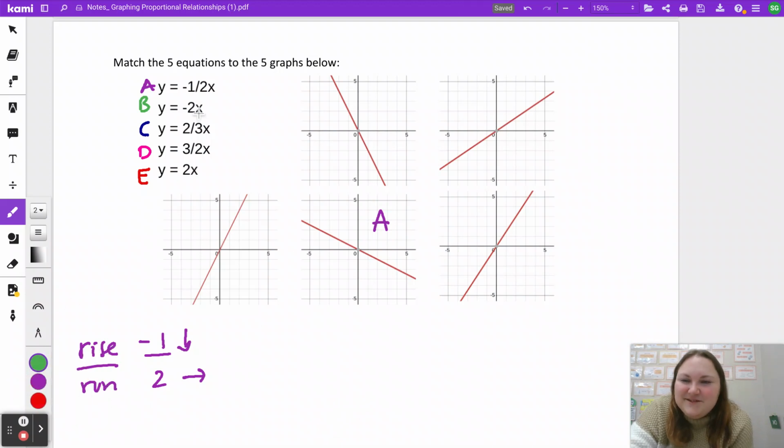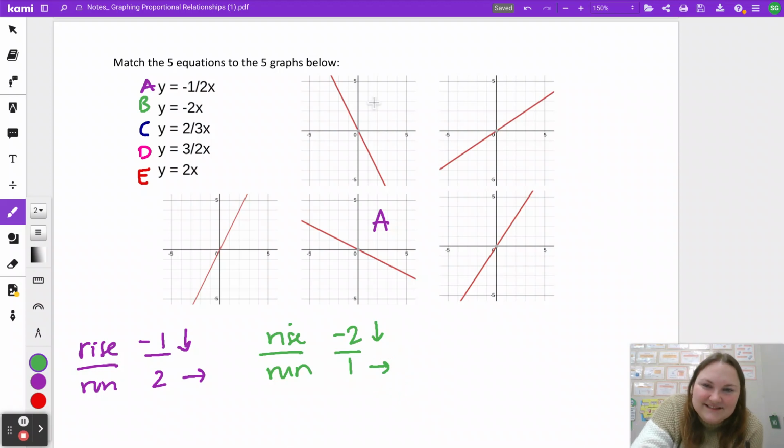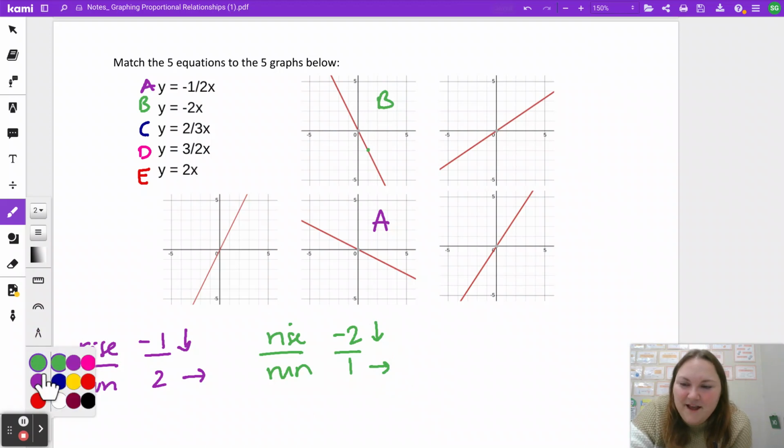For the second equation, my slope is -2. It's negative, so again, it's going down. That might be enough information for you to know which one it is. But if not, again, you can use rise over run. So for equation B, your slope is -2. That's not a fraction, so to make it a fraction, I'm putting it over 1. And now I know my line should be going down 2 boxes over 1. Which graph is doing that? That's this graph right here, down 2 boxes over 1.